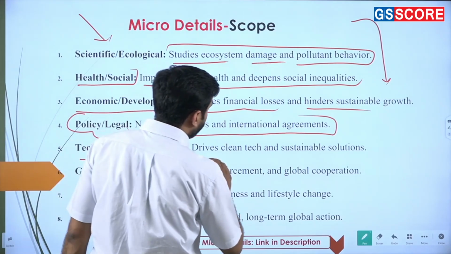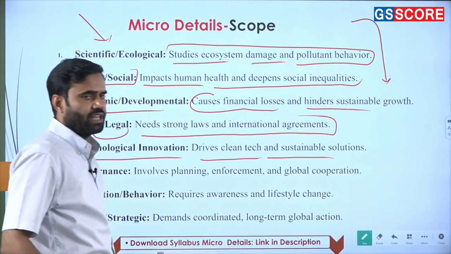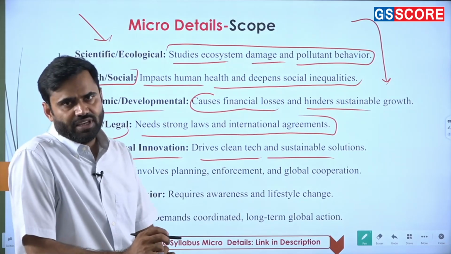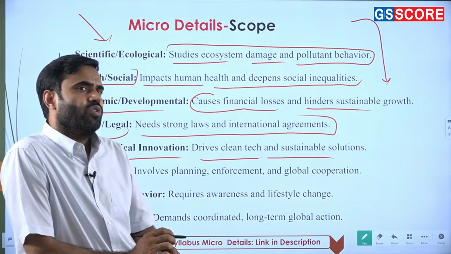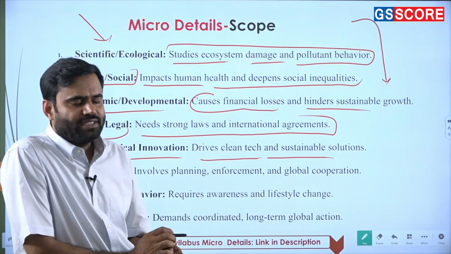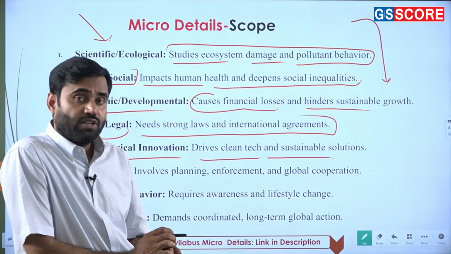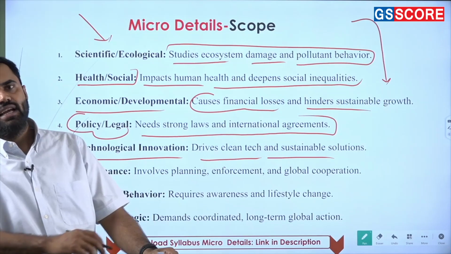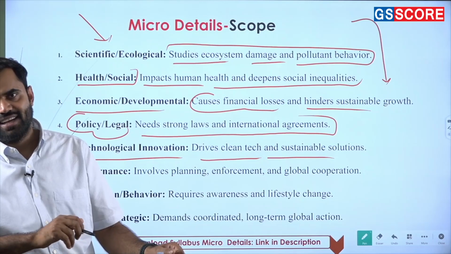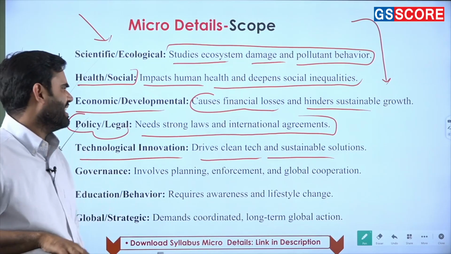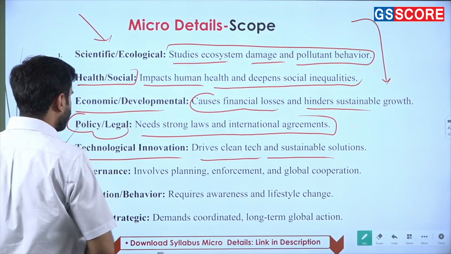Technological innovation drives clean tech and sustainable solutions. There are a number of technological advancements we have seen in the past couple of years. Recently Delhi was witness to the smog tower, which was one of them, cloud seeding is one of them, and a number of important areas, like grid response, many things we have seen. So you should add all these areas.